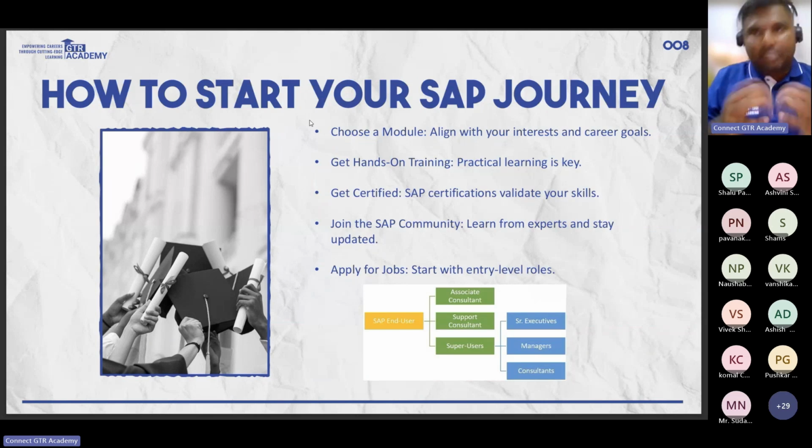Yes, I am from a coding background, computer science background. No, I don't want to go for it.